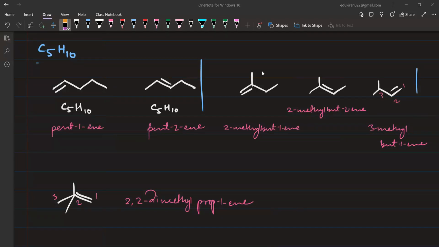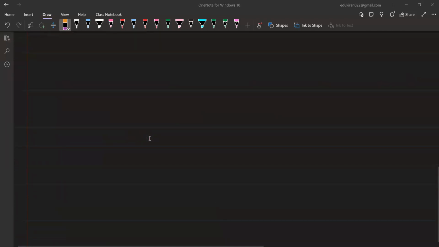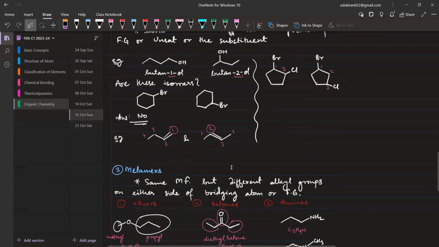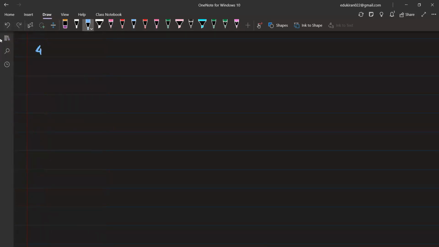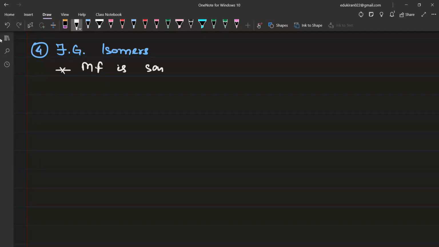Now, I think we did it till metamers. Now, please write functional group isomerism or functional group isomers. I think this is the 5th one or something. Position is done, metamers not. This is the 4th one. Okay, fine. Write the 4th one. Functional group isomers. Please write in this. In this case, the molecular formula is the same. Molecular formula should always be the same if you are dealing with isomers. Molecular formula is same, but the functional group is different.